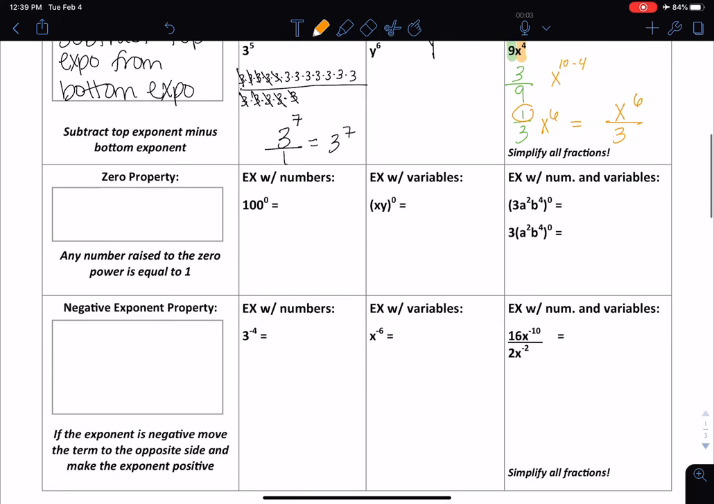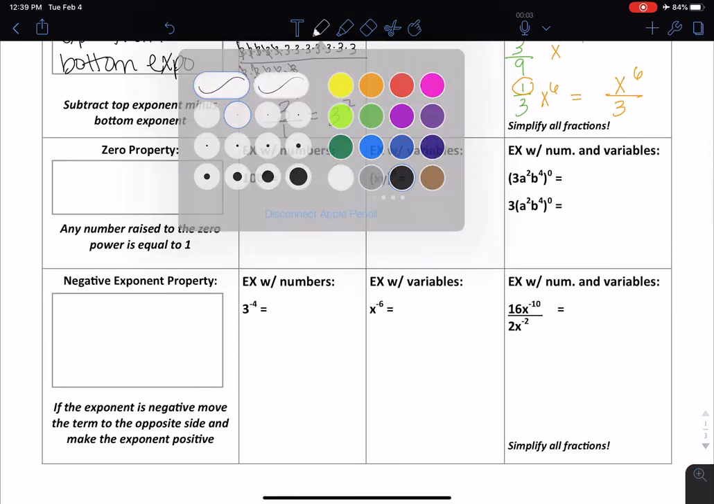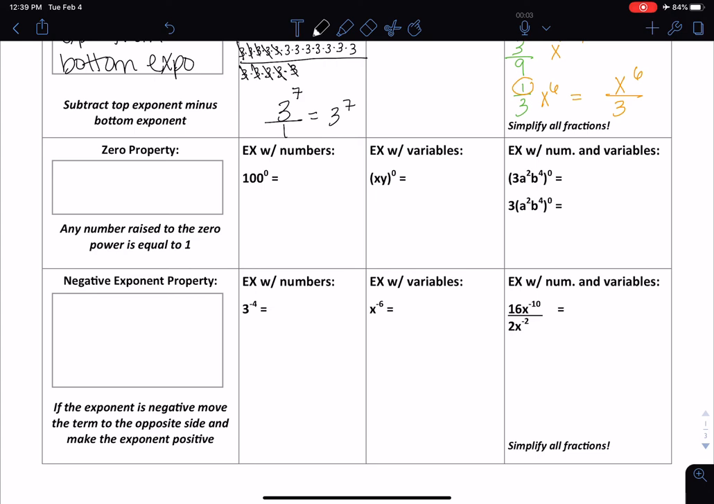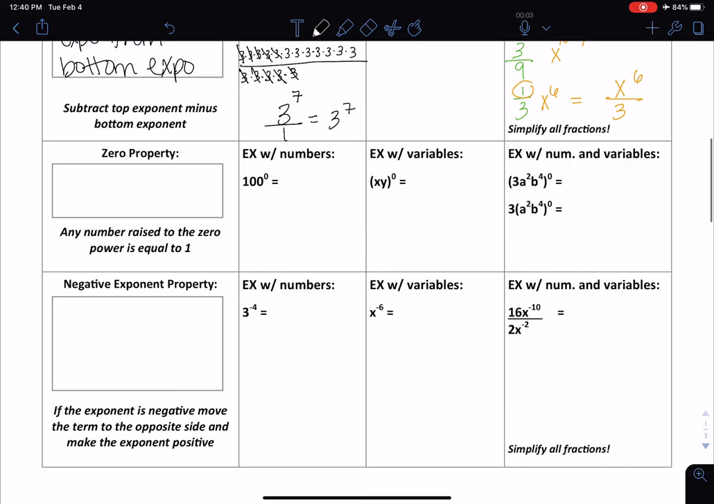All right. We have 2 more properties. All right, the next one's called the 0 property. So I have 100 to the 0 power. Now, what this means is if I have anything to the 0 power, my answer is always a 1. And here is why. If I said I had this fraction right here, 100 to the 0 can be written as 100 squared over 100 squared.